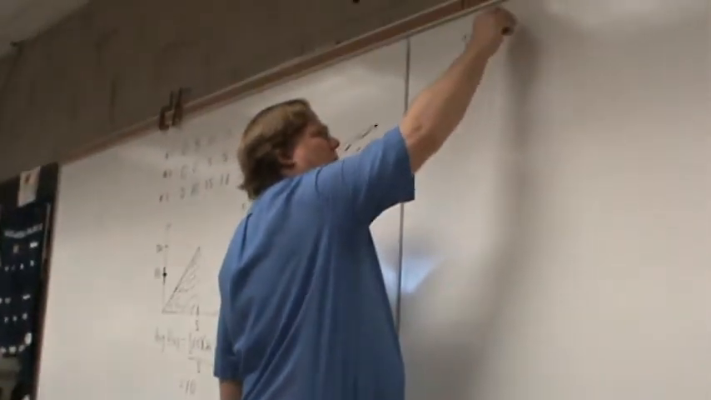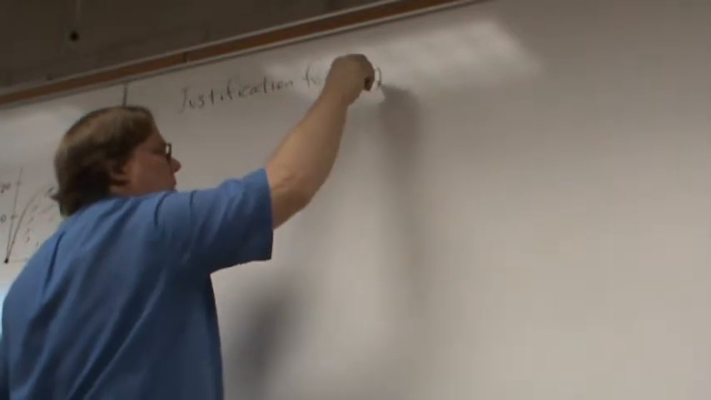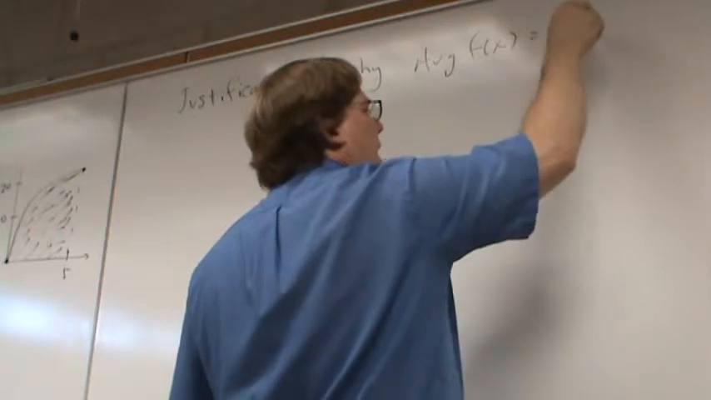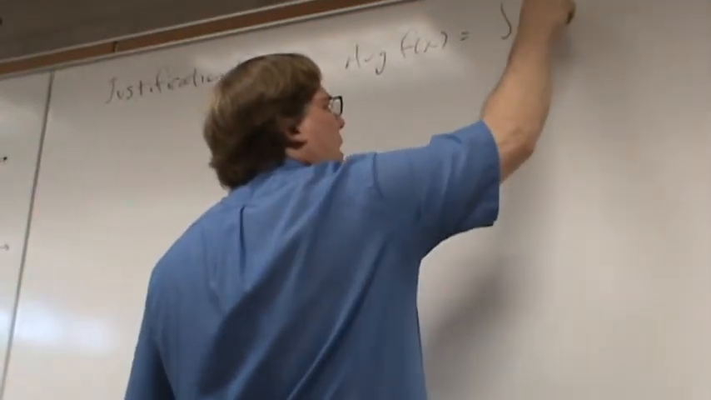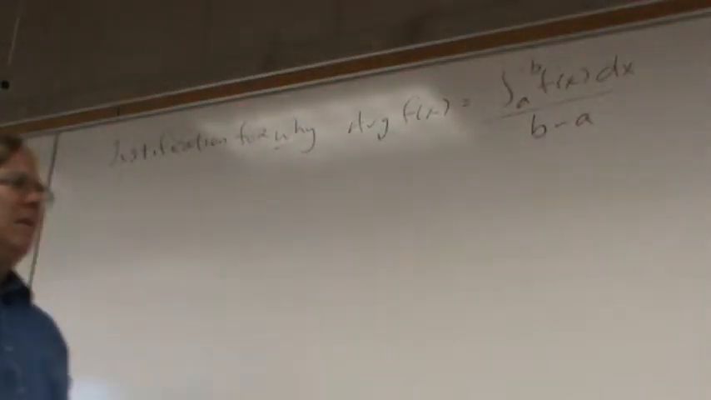Here comes my justification for why the average value of a function equals the integral from a to b of that function divided by b minus a. That is the area between the function and the x-axis divided by the width of the region itself. Here's my justification for it. And now again, I'd say you don't even have to take notes. You can just watch and enjoy.